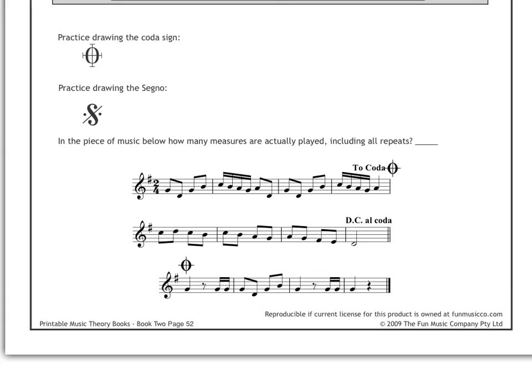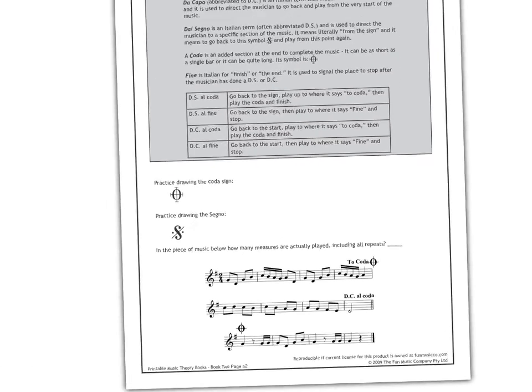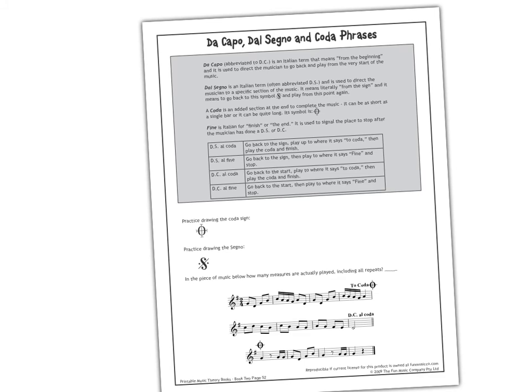Okay, that's it for this lesson. It's basically knowing the terms, most of the terms you already know. Da capo, dal segno, and coda.